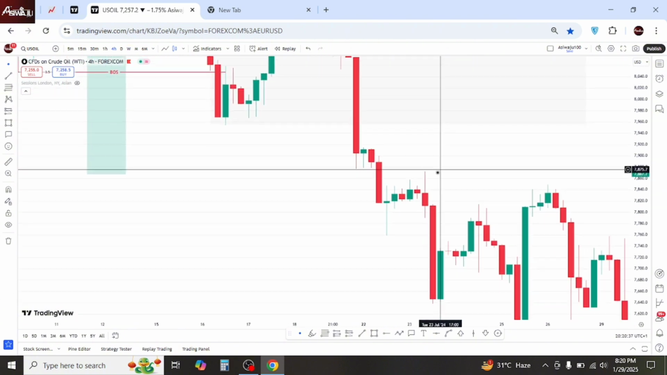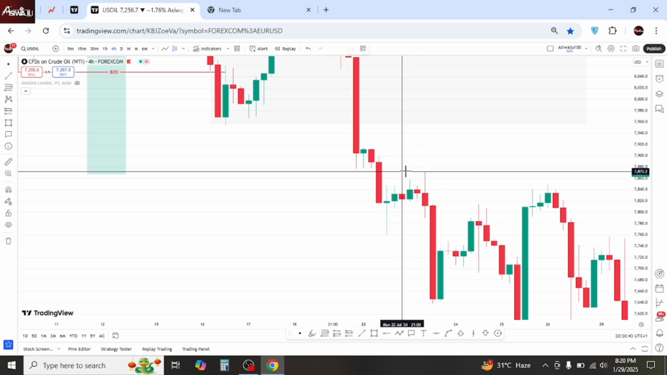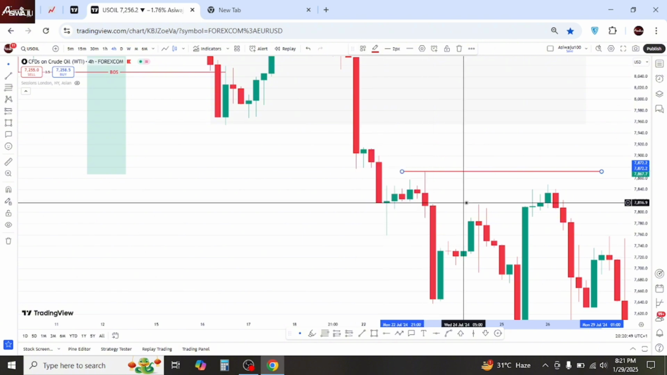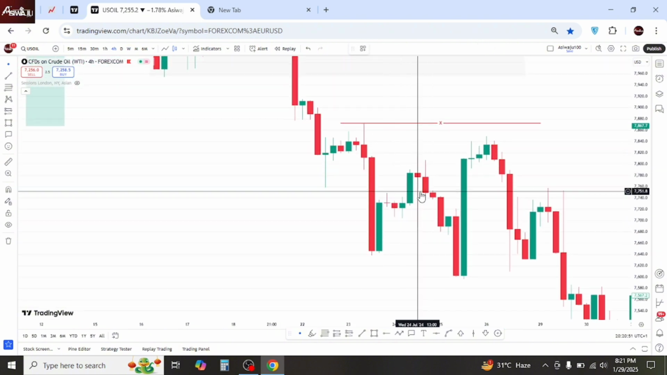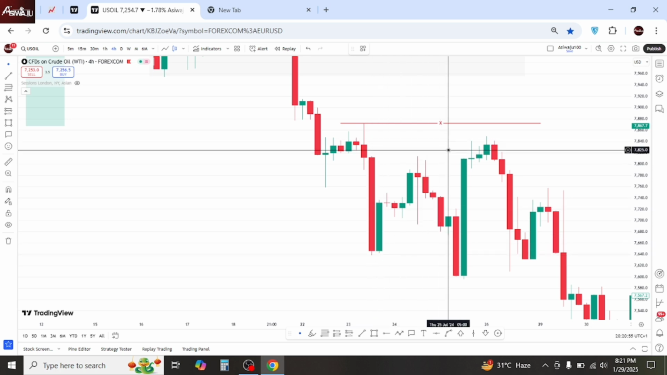You see what happened here? Price breaks this low. We have our inducement point here. This becomes our inducement point. Now we don't have any value pullback here. Even after we break this low, we don't have any value pullback here.